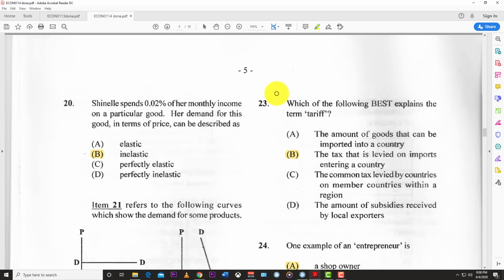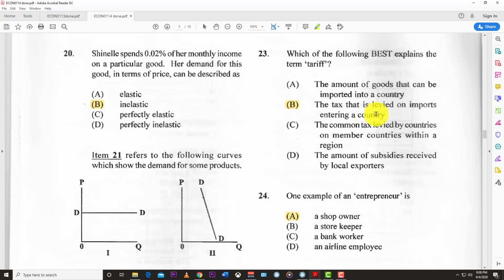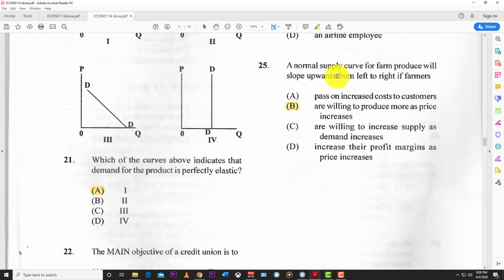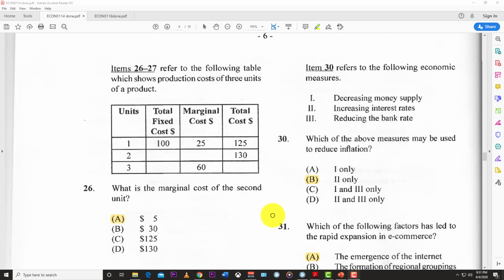Number 23, which of the following best explains the term tariff? And the answer is the tax that is levied on imports entering a country. 24, one example of entrepreneur is, and the answer is A, a shop owner. Number 25, a normal supply curve for farm products will slope upwards from left to right if farmers are willing to produce more as the price increases. So they're showing that there's a positive relationship between price and supply. Price goes up, supply goes up.